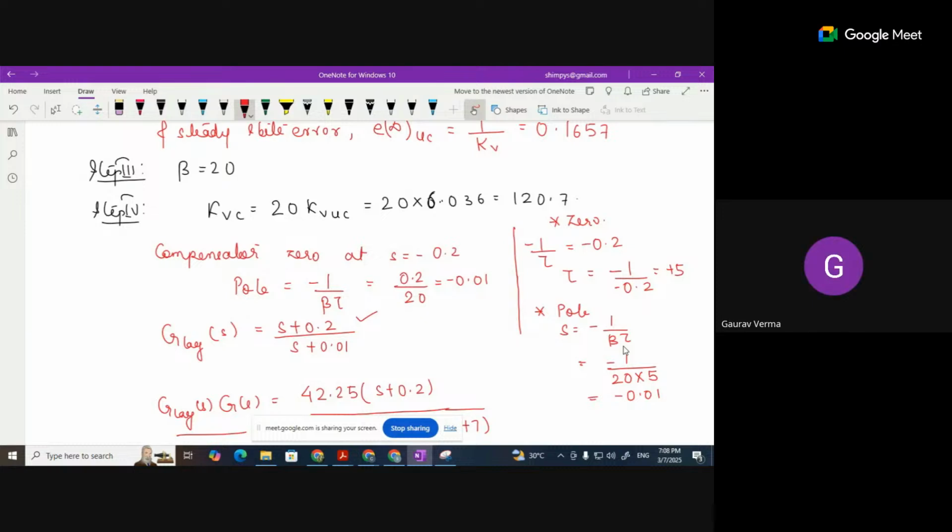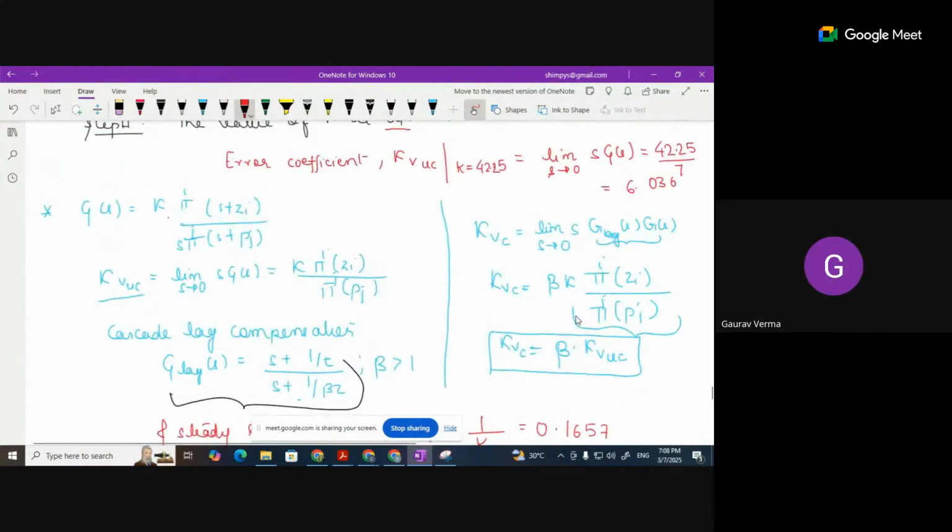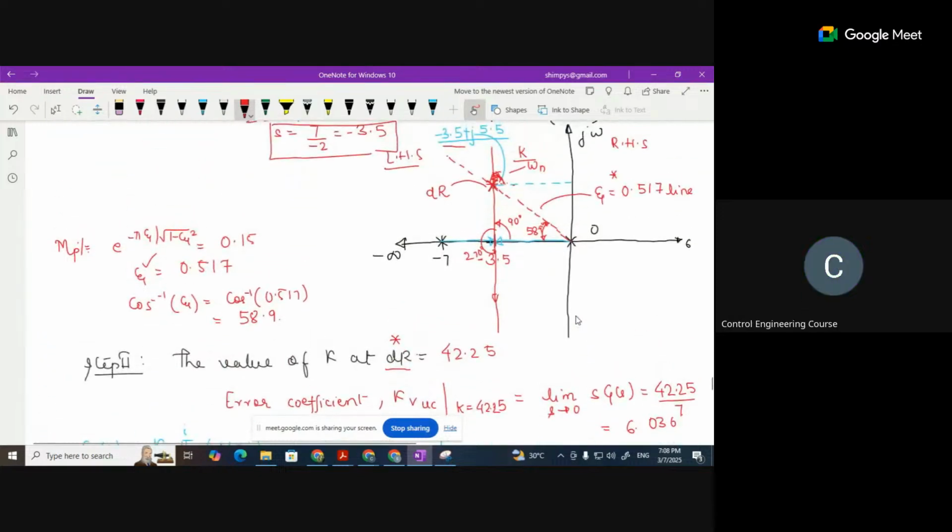Clear? Yeah. So this is how we design it. The value that we have taken, 0.2, is arbitrary, right?